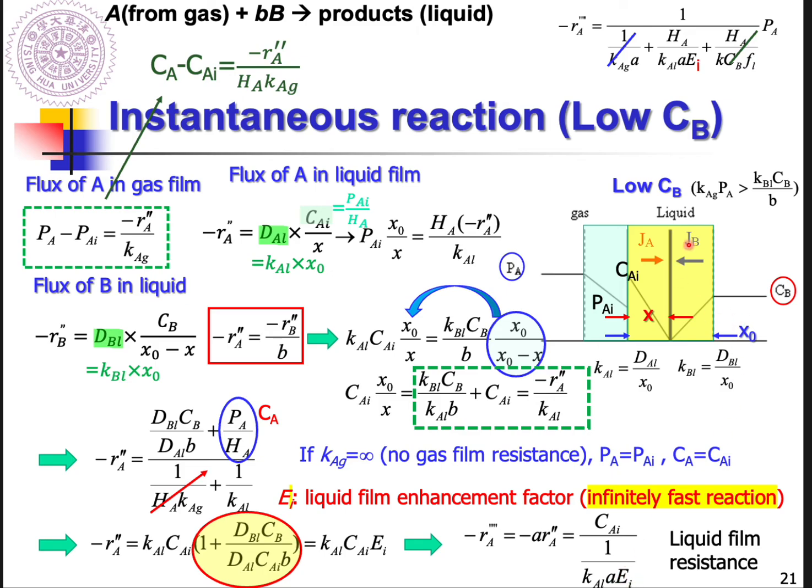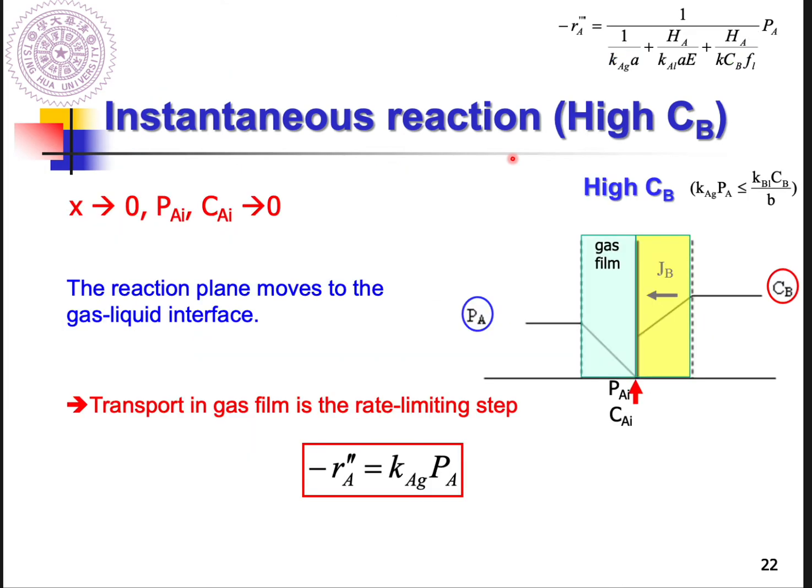And EI, how can you get the EI? Yes, EI equals this. You just put in the CB, CA, and B, and DBL and DAL. You know the EI for your interesting reactions. So these modified results can be applied for instantaneous reaction at low CB case. How about high CB? At high CB, when we try to increase the concentration of CB, then we push the reaction plane to the interface of gas and liquid.